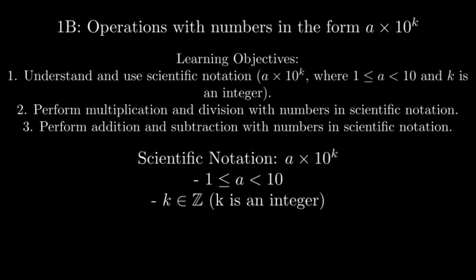This form is incredibly useful. For example, the distance to the sun is about 150,000 meters. In scientific notation, we can write that much more concisely as 1.5 times 10 to the power of 11 meters. It's a much cleaner way to handle these huge numbers.